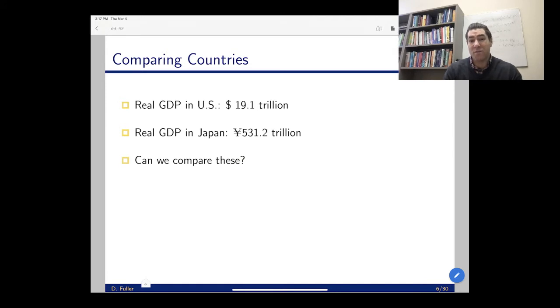And here's one example. It gets a little trickier across countries, but it's the same idea. Our total real GDP in the US is $19.1 trillion, so that's around $20 trillion. Real GDP in Japan is 531.2 trillion in Japanese yen. I want to know, how do I compare those two quantities? In order to do that, I have to know how the US dollar and the Japanese yen relate to each other. That's very similar to trying to convert my $60,000 in Neenah to $70,000 in New York.